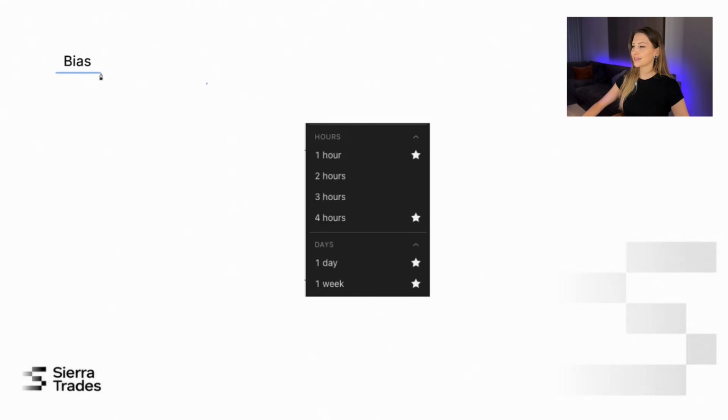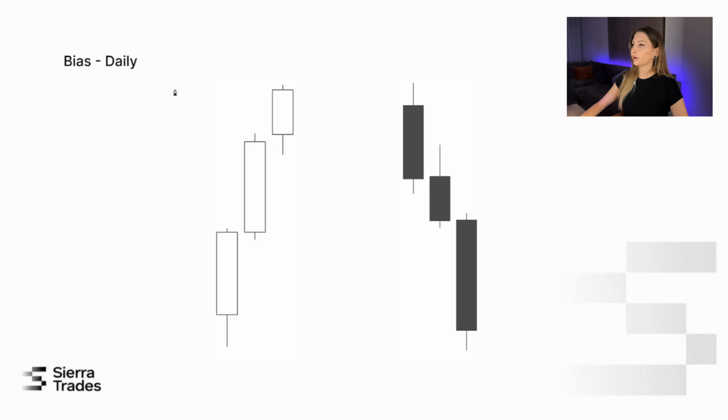That's my bias, and bias only comes from the higher time frames. For me, that's minimum the 1 hour, and it can go all the way up to the weekly. But honestly, that's up to you. It really depends on the time frames you like to work with. So I start here on the daily.